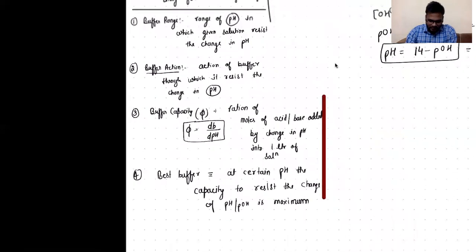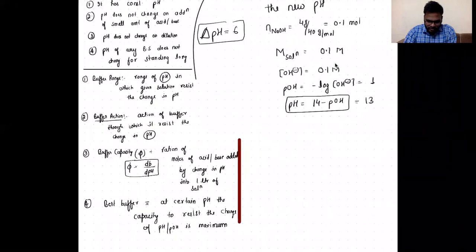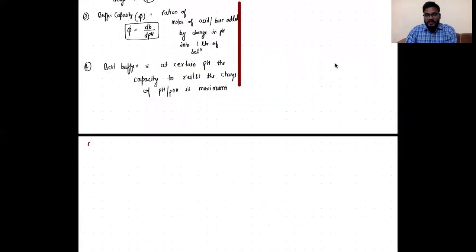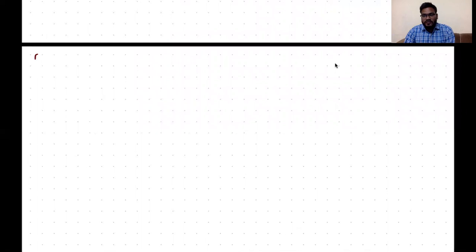So these are the terms associated with the buffer solution. First one is buffer range, second is buffer action, third one is buffer capacity, and fourth one is best buffer. So if we know any buffer solution, then these are 4 basic things we should know about that solution. Now let us understand what are the different types of buffer solution which we are going to study in this topic. Types of buffer solution.